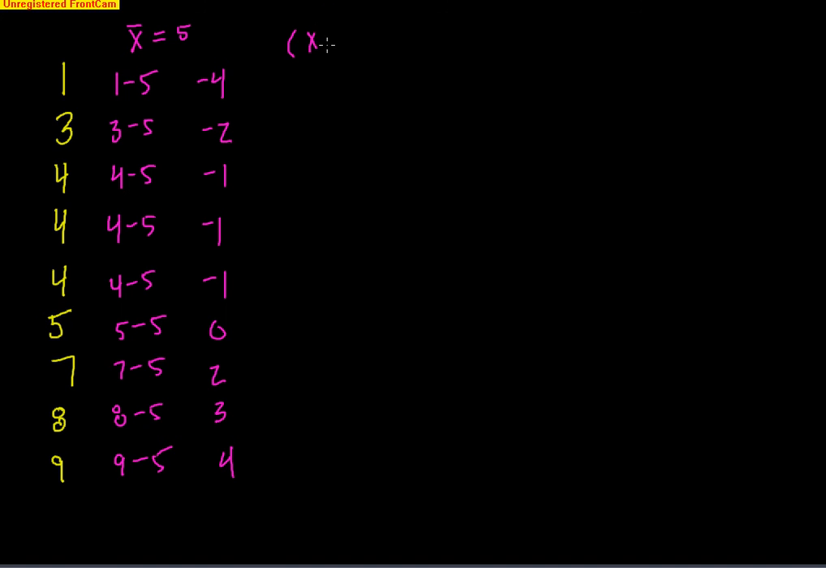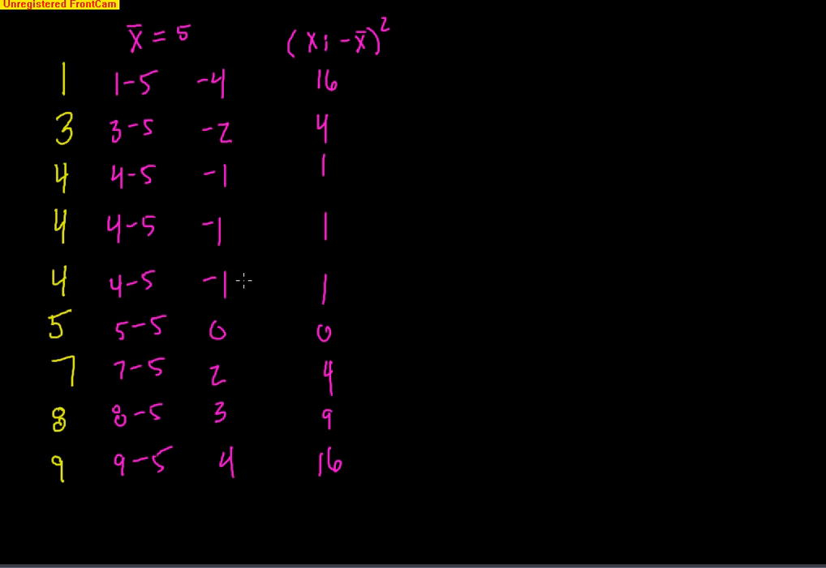This is where we get this part that says xi minus the mean, x bar, squared. So I get 16, 4, 1, 1, 1, 0, 4, 9, 16. Now the reason why I square them is because if I don't square them and I add up all of my differences, then the positives and the negatives are going to cancel out, and I'm probably going to get something at 0. And that doesn't really help me with spread. So we want to square them to get all positives.